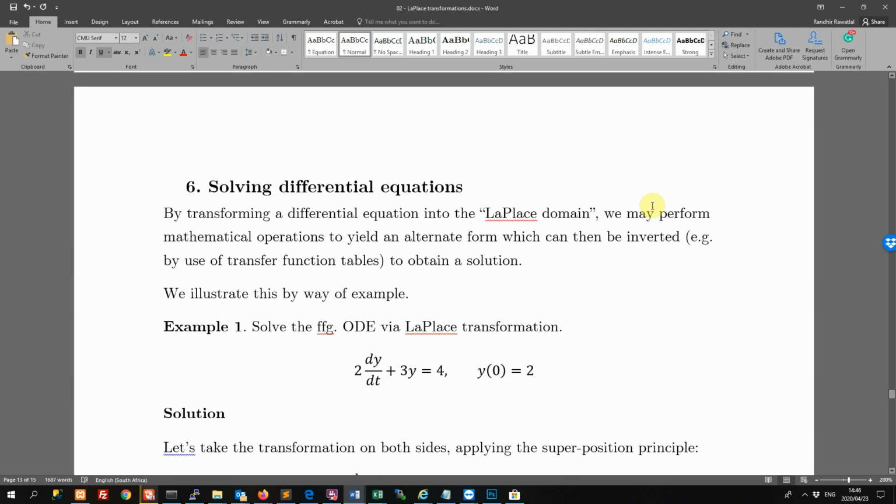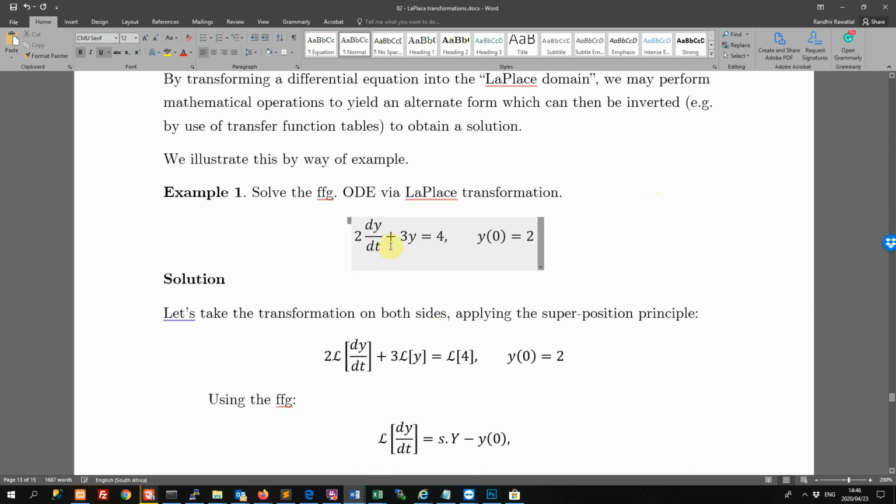So let's look at solving some differential equations now. Let's say we have this differential equation. It's a first order equation, it's not homogeneous, and we have an initial condition here. Initially, the value of y is 2, and the rate of change of y is, well, you can take that across and so on. Anyway, let's just solve it in this form.